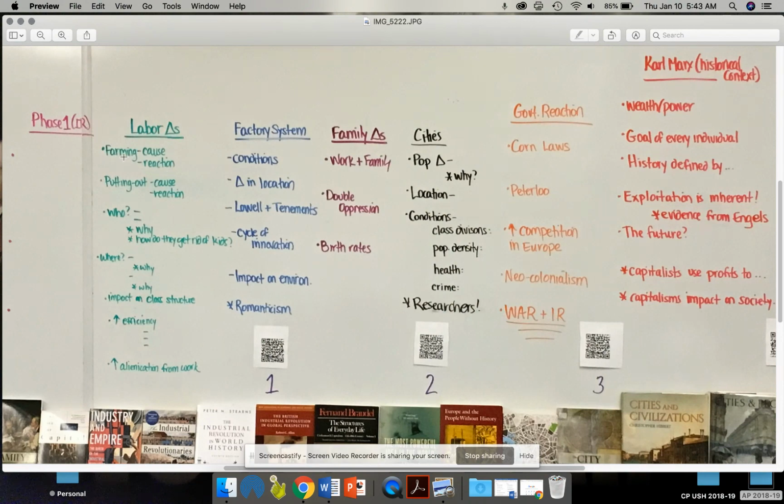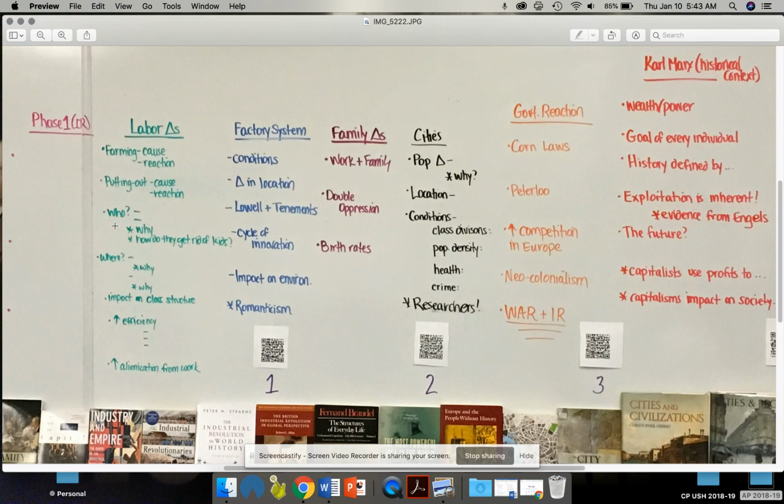At the same time that farming is decreasing, the putting out system is disappearing. Why? The cause is the same as up above: the Enclosure Acts. The reaction to this is going to be the Luddites and those anti-machine riots.